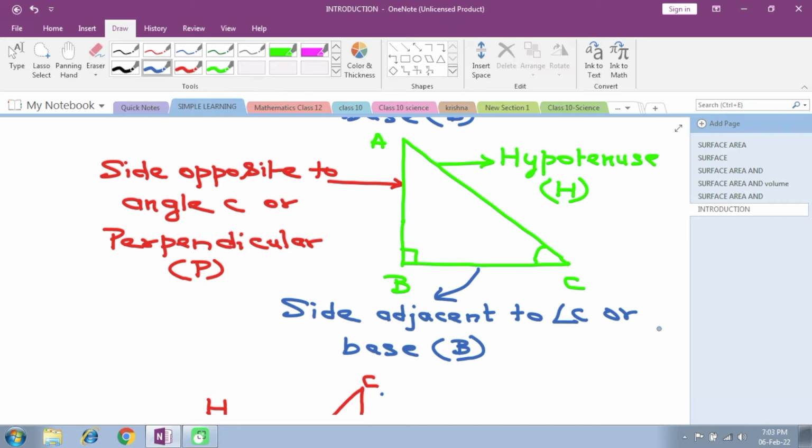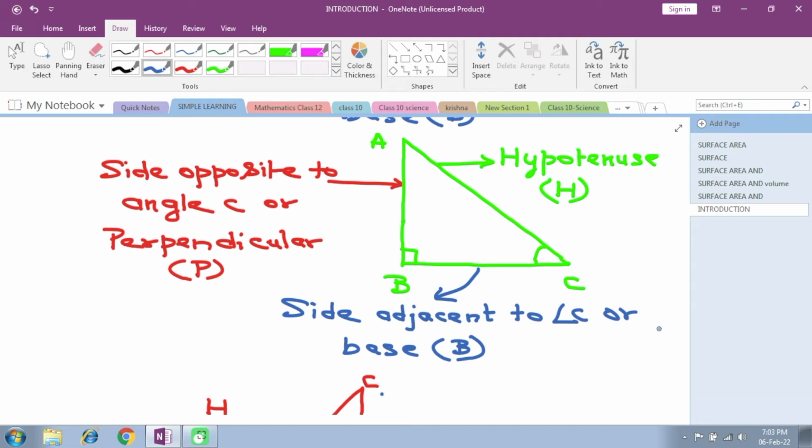Now side BC is adjacent to angle C, so it can be called the base. In this case, BC is the base with respect to angle C, but it is perpendicular with respect to angle A. So we have to differentiate it. We have to be very careful about it when we use the terms perpendicular or base.